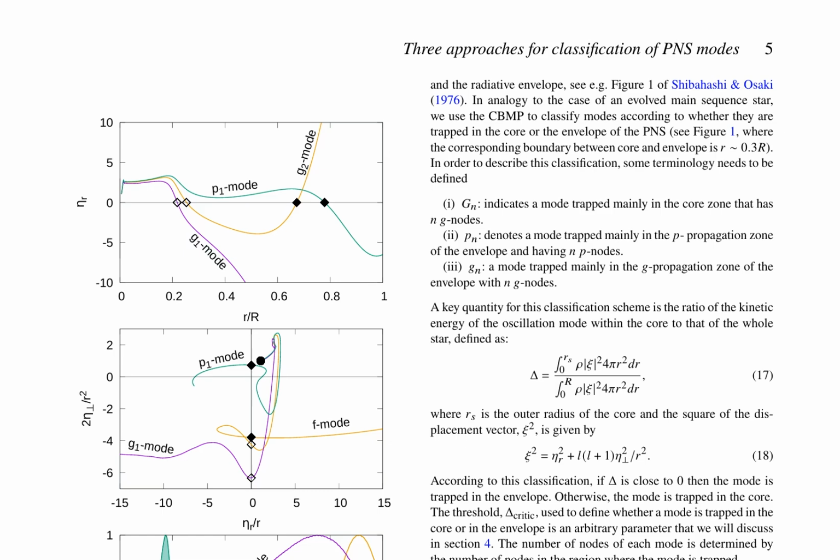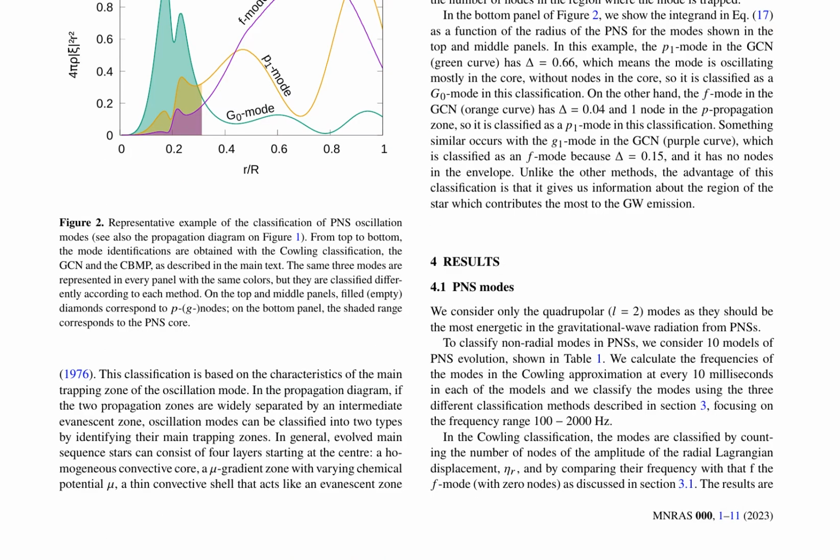The GCN method classifies modes based on fixed values of n, which increases monotonically with frequency. The CBMP approach classifies modes according to whether they are trapped in the core or envelope of the PNS, using the ratio of kinetic energy of the oscillation mode within the core to that of the whole star, delta. The authors apply these classification methods to 10 models of PNS evolution, focusing on the quadrupolar, L equals 2, modes in the frequency range 100 to 2000 Hz.